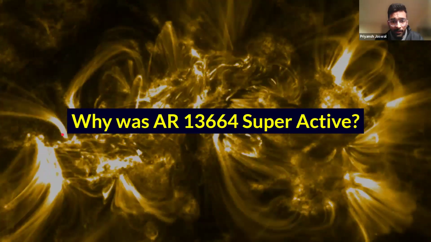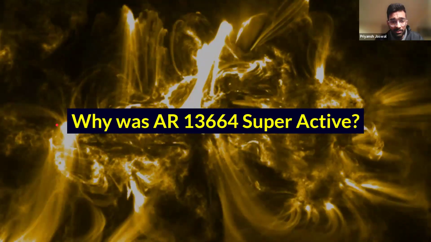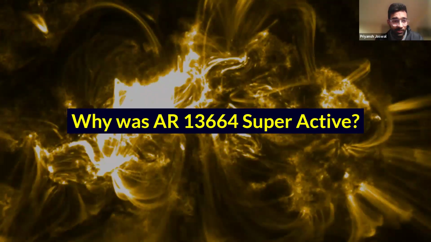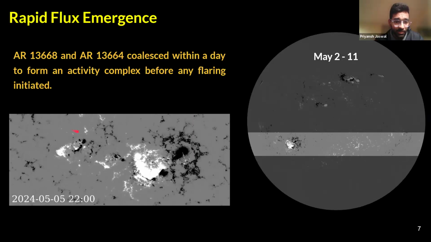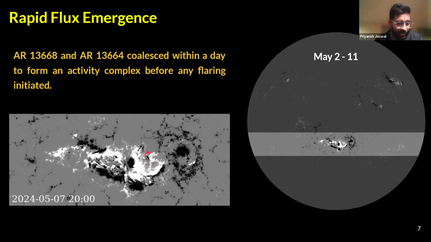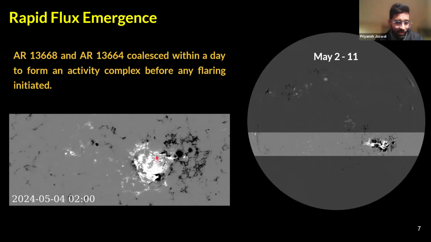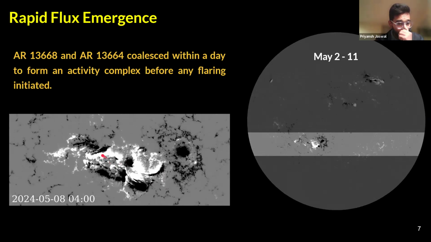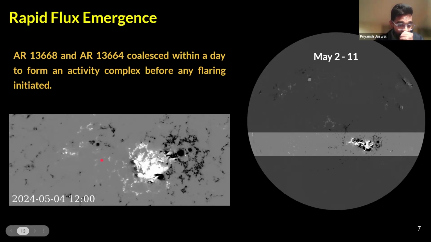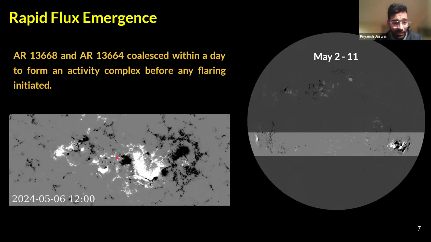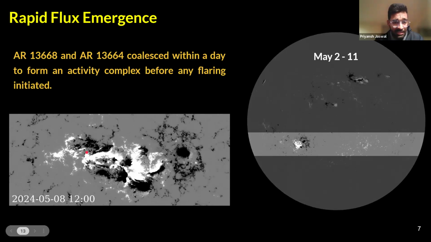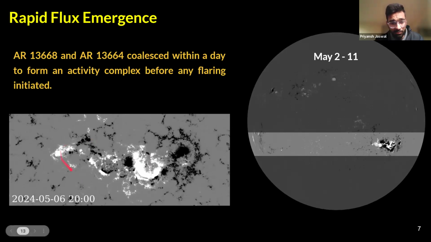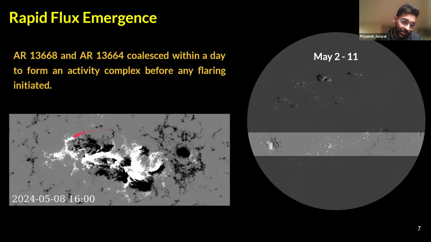The second question we try to answer in the study is, why was this particular active region 13664, or you can also say 3664, super active? This particular active region started as a fairly average active region with very low flux levels, or you can say usual flux levels, with Hale polarity in the southern region. Near 6th to 7th May, it experienced rapid flux emergence in its vicinity as active region 13668, which within less than a day coalesced with 3664 and made up this whole single activity complex.